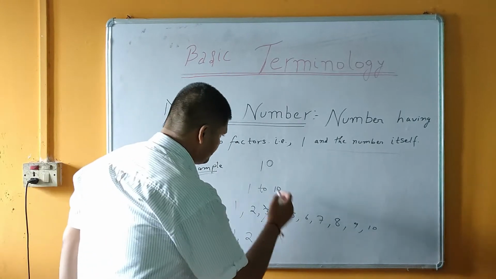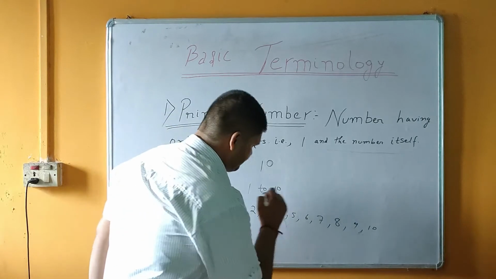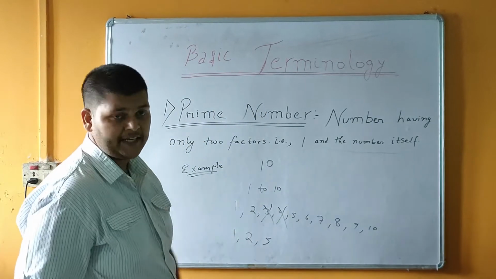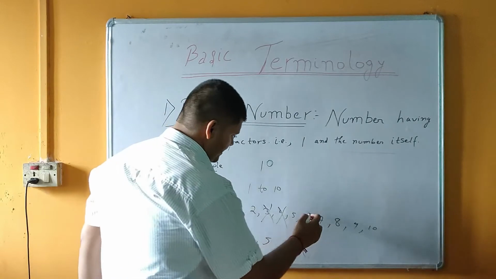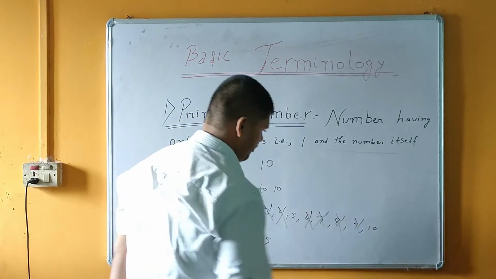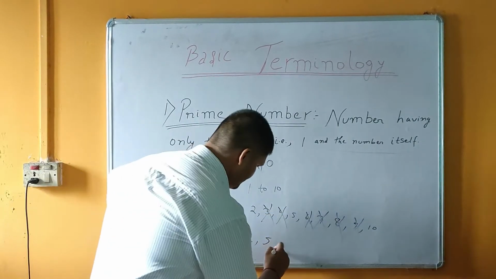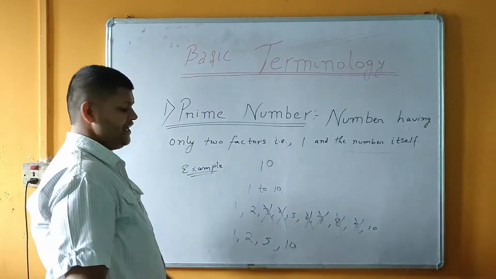In the table of 5, 10 occurs 2 times. That means 5 is accepted as a factor of 10. In the table of 6, 10 will not occur. 7, no. 8, no. 9, no. In the table of 10, 10 will occur 1 time. That means 10 is also a factor of 10.